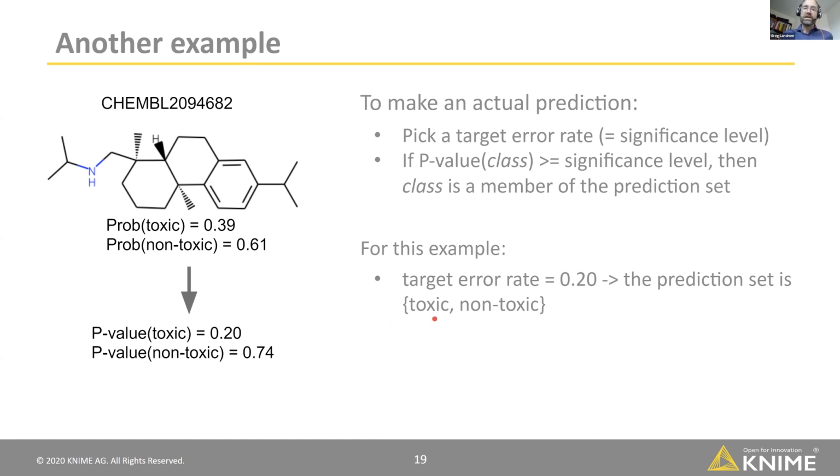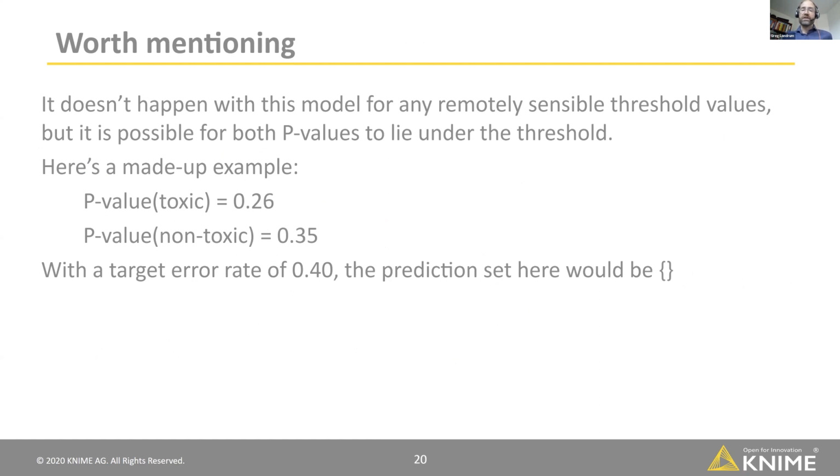One thing that's worth mentioning, I was not able to find an example for this particular model and this particular data set with reasonable threshold values, but it is possible for the model to generate an empty prediction set. So for example, in this made-up case, if the p-value for toxic was 0.26 and the p-value for non-toxic is 0.35, and we had a target error rate of 0.4, the prediction set here would be empty. So there's three kinds of prediction sets you can get. You can get a prediction set that includes a single member, a prediction set that includes multiple members, or a prediction set that's empty.